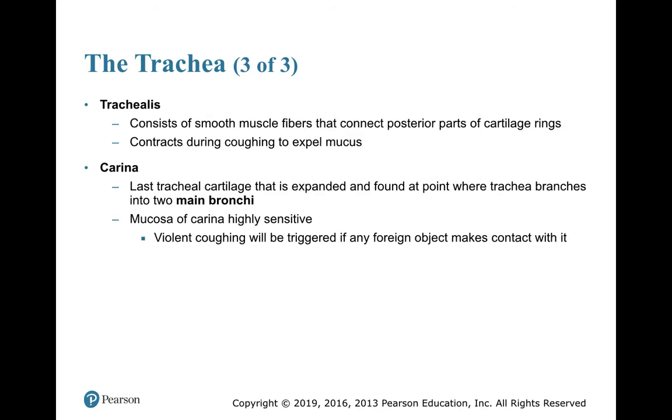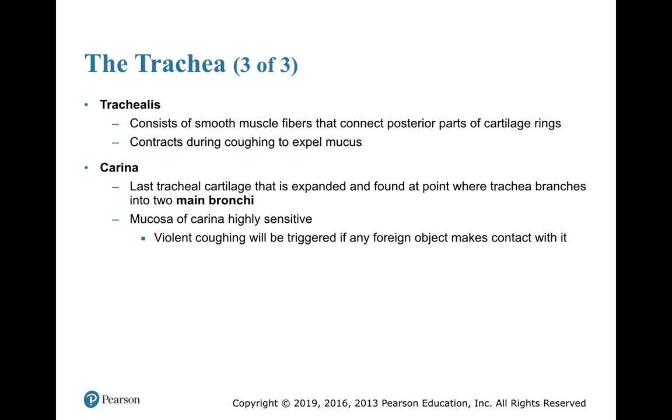Trachealis is the smooth muscle fibers that connect the posterior parts of the cartilage rings. Those do contract when we cough or try to expel mucus. The carina is the last tracheal cartilage. It is expanded and found at the point where the trachea branches into the two main bronchi.